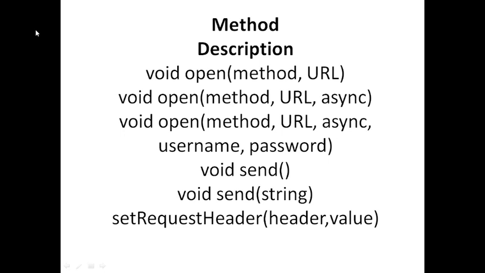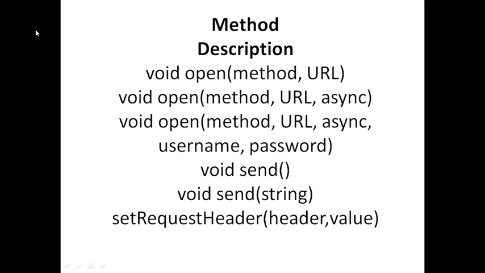The difference between the first open method and the second is that we have to mention whether it is asynchronous or not. That is the add-on third parameter. In the final type of open method, the first parameter is the method, get or post, the second parameter is the URL, and the third parameter is asynchronous, whether it is asynchronous or not. The fourth parameter is the username, and the fifth parameter is the password. So there are three types of open methods. Depending upon the arguments passed, it varies.